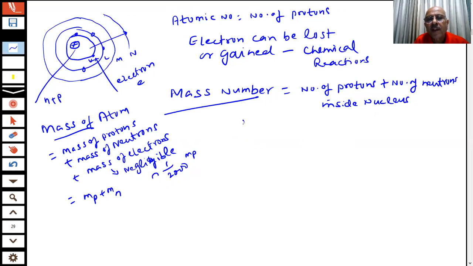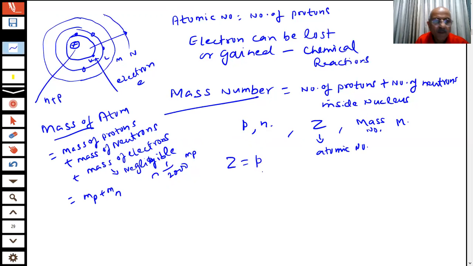If I say P is protons, N is neutrons, Z is my atomic number, then I can define a mass number M. Z is equal to the number of protons, and mass number is equal to the number of protons plus the number of neutrons. In certain books, mass number is represented by A.